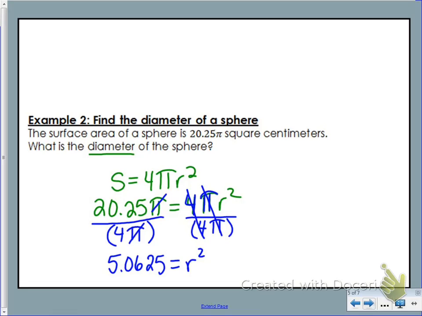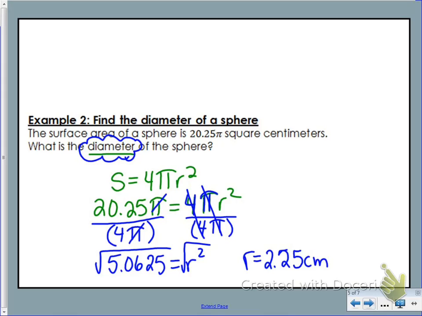Well, if the radius squared is 5.0625, we can undo that by square rooting. And that tells us that the radius of this sphere is 2.25 centimeters. Now be careful, we're not quite done because this problem did ask us to find the diameter of the sphere. So since we know the radius to be 2.25, we can multiply that by 2 and find the diameter to be 4.5 centimeters.